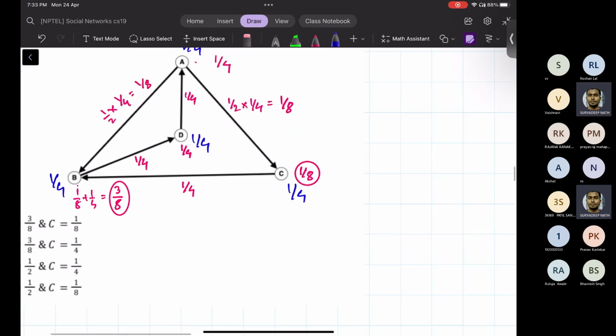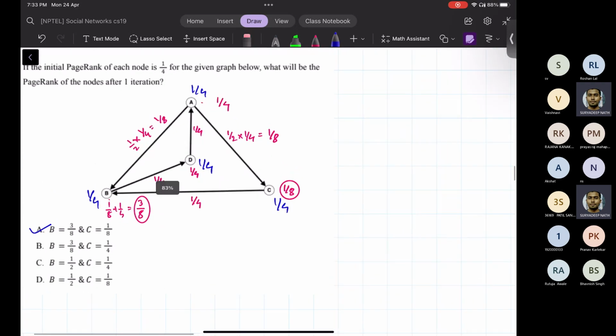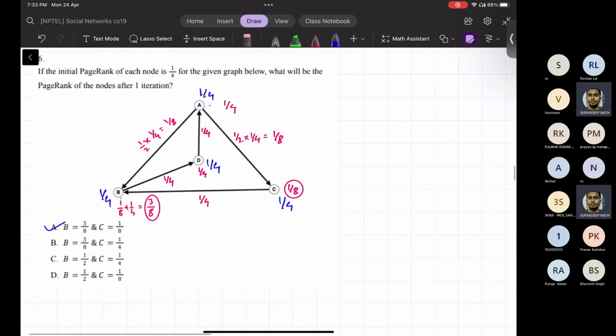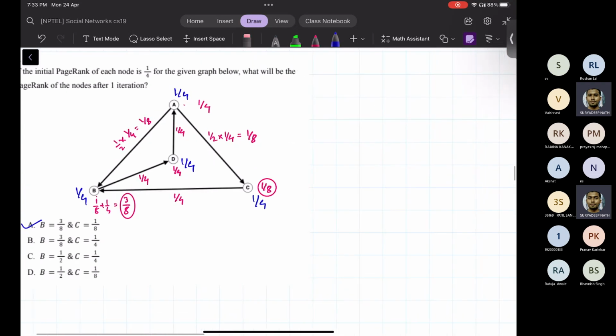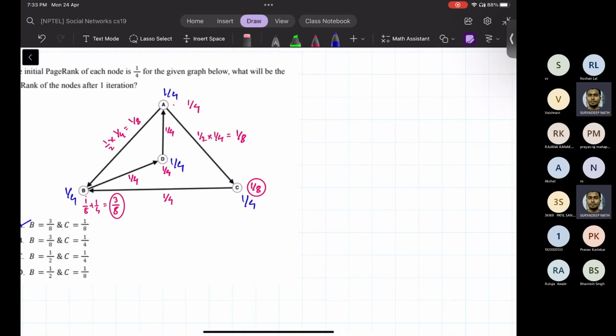To make it a general statement, you can compute this page rank in this fashion, or you can construct a matrix like this. How you construct the matrix is like this. You have a matrix and you have the page rank. This is the page rank vector.